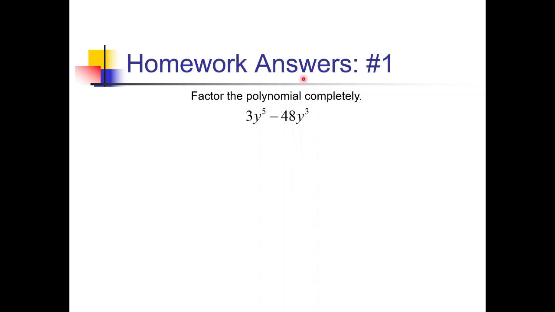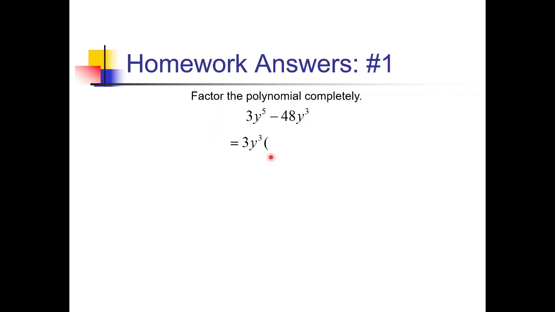For this problem on factoring completely, we first want to check to see if there's any common factors we can take out of the original expression here. So it looks like the 3 and the 48 are both divisible by a 3. So that's the constant common factor. And then the lowest exponent here is y to the third. So we can take a y to the third out of everything.